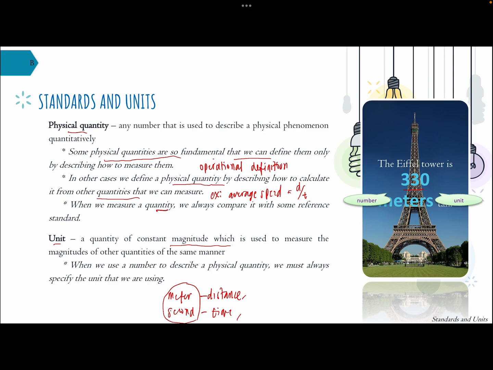And take note of this. When we use a number to describe a physical quantity, we must always specify the unit that we are using. Otherwise, if we describe, for example, the height of the Eiffel Tower as 330, it wouldn't mean anything. What is that 330? 330 carabaos? 330 apples? What could that be? So, we always need to specify the unit. Okay?